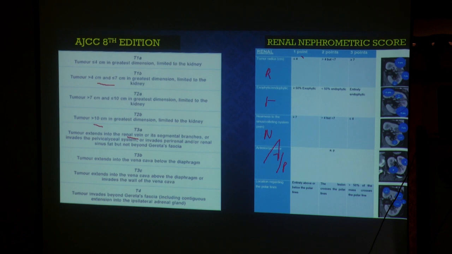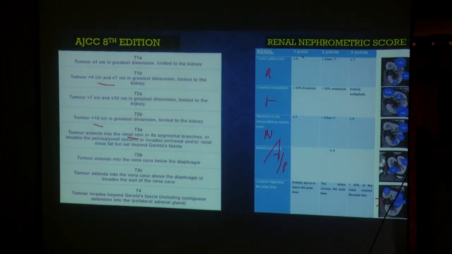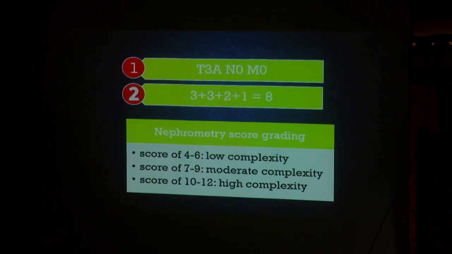And the fifth one is according to the nearness to the polar lines. This is one polar line. This is the other polar line. If a lesion is seen between these 2 polar lines, it is a complex lesion, so it will have 3 points. If it is below one polar line, it will have 1 point. So, you can go and read. We have to classify this lesion according to the renal nephrometric scoring system when you give the report. If the score is between 4 to 6, it is a low complexity lesion which can be easily removed. If it is between 7 to 9, it is a moderate complexity lesion, and scores of 10 and more are high complexity lesions.